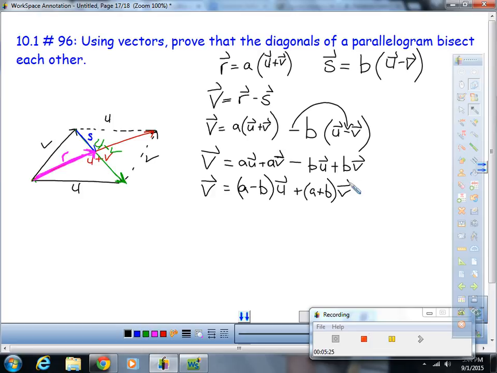Now, I was stuck when I saw this proof, and I was like, I don't get it. And then you got to remember, this is vector v. Vector v equals some numbers times vector u. Well, vector u is something, so that means that A minus B must equal 0, because there is no vector u in vector v. And furthermore, since we've eliminated this, vector v equals A plus B times v. Well, A plus B must equal 1.